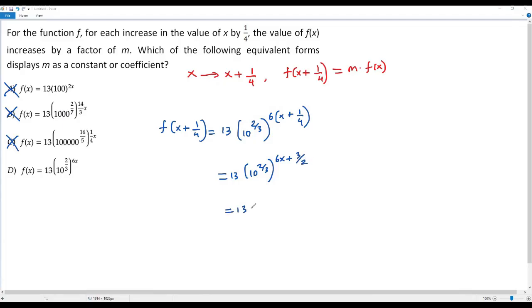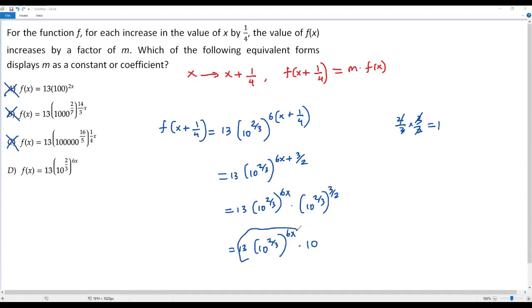Okay, 13 times 10 to the power of 2 over 3 to the power of 6x times 10 to the power of 2 over 3 to the power of 3 over 2. Okay, here 13 times 10 to the power of 2 over 3 to the power of 6x. When I multiply this 2 over 3 and 3 over 2, that is equal to 1. That is, we get 10 to the first power, that is 10.